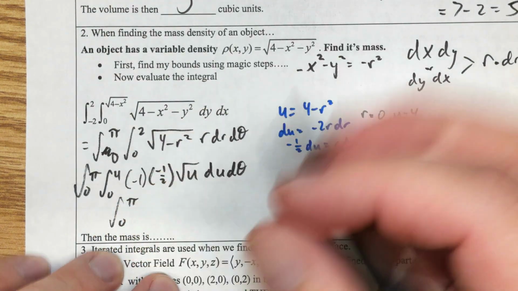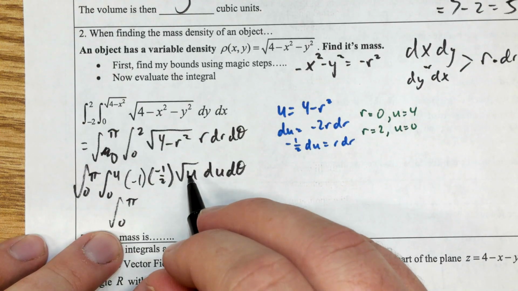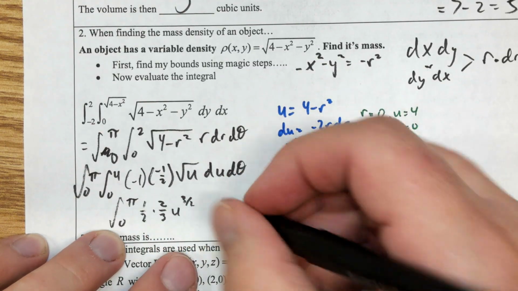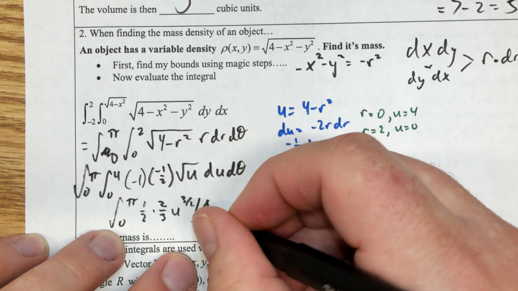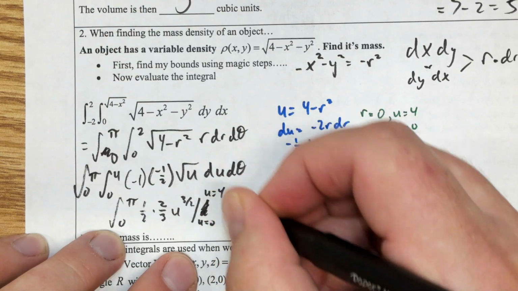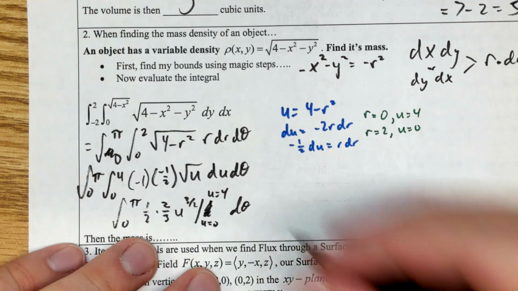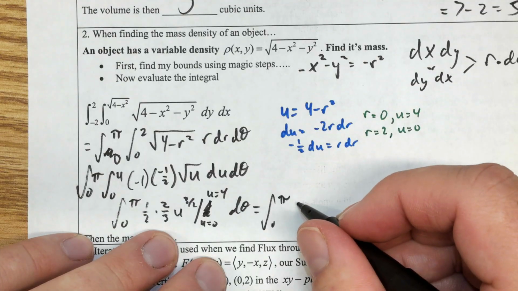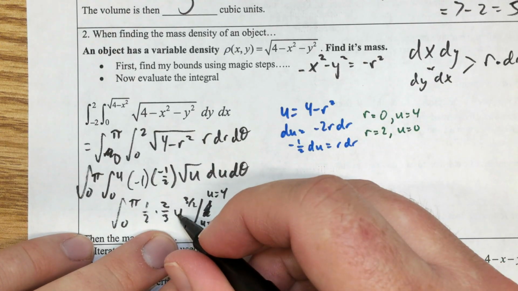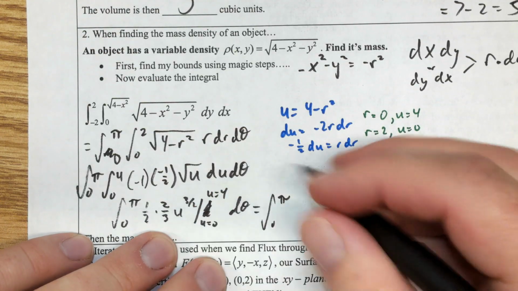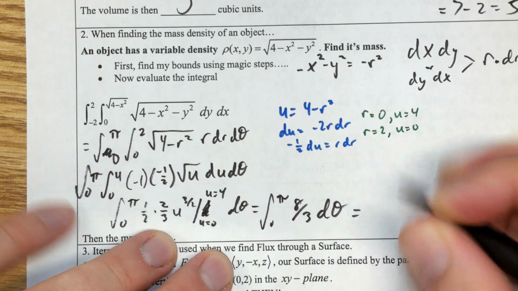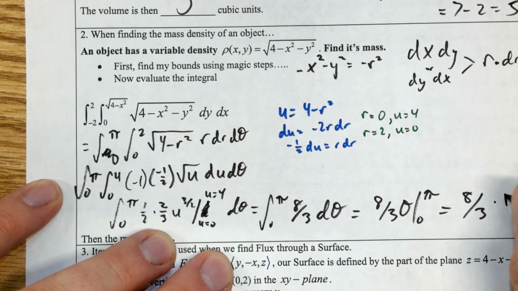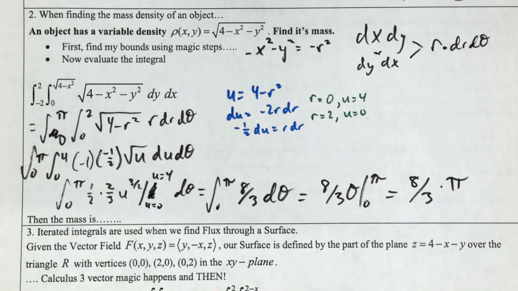Now I'm here, integral from 0 to pi. The antiderivative here is going to give me, what is that? 1 half times 2/3 u to the 3 halves, evaluated from u equals 0 to u equals 4 d theta. Keep on keeping on. 0 to pi. This just turns into, actually, 4 cubed is 64, square root is 8, 8/3 d theta. Well, that's a nice easy antiderivative. 8 pi over 3 for my final answer.